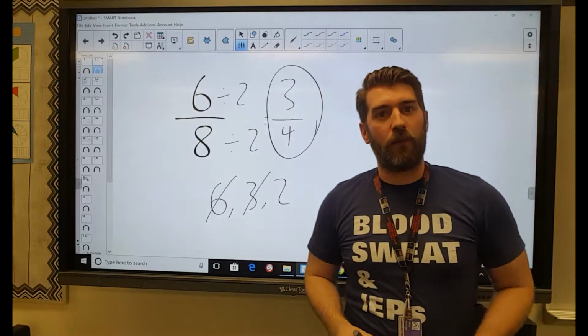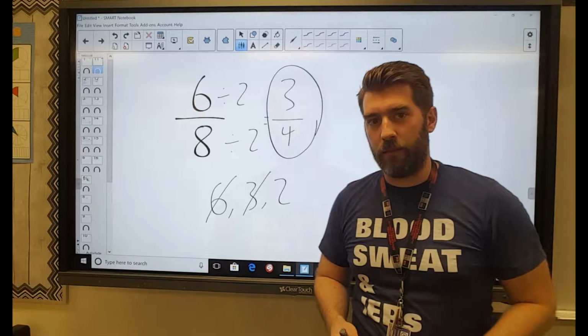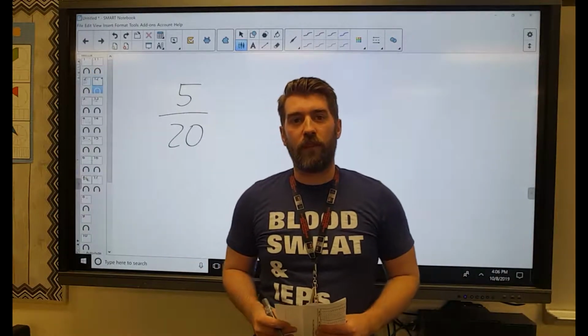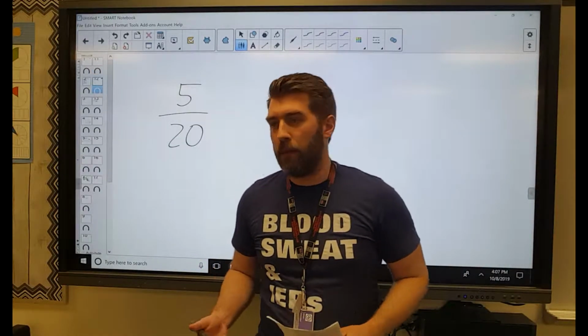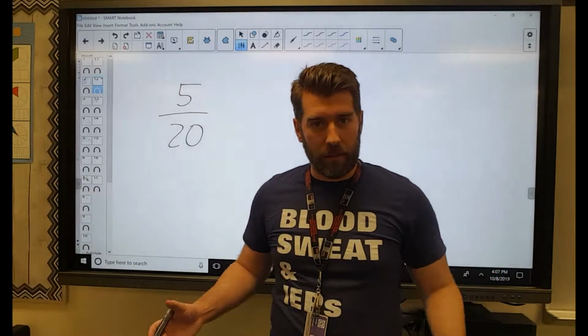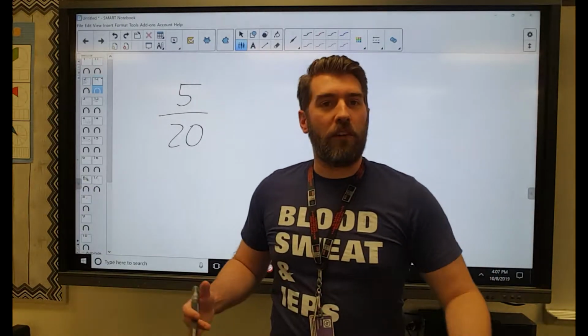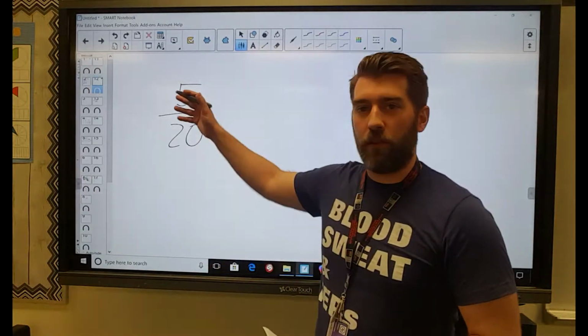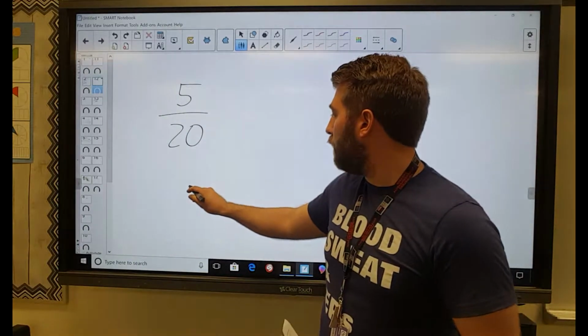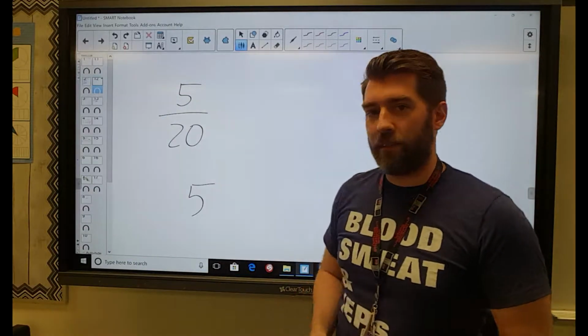Let's take a look at another one that I'm going to work just a little bit faster. Okay, on this one I've set up 5/20. Just like before, and this one's going to be a little bit faster to solve because of our numerator. Our numerator is 5, so that's a factor.